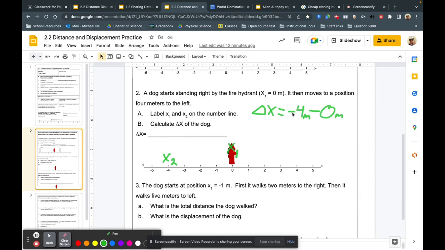So all I have to do to find out my answer is negative 4 minus 0. It makes sense that we have a negative answer here because our change in position was in the negative direction. Be sure your answer has a unit.